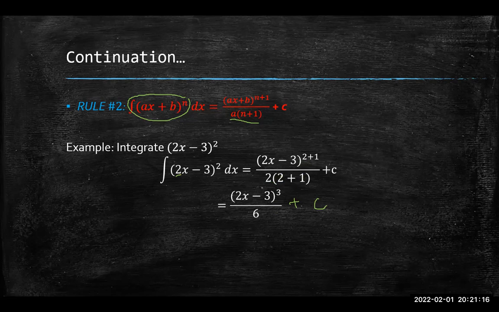How did I get that? 2 plus 1 is 3. 3 times 2 is 6. And therefore, this is my integral: 2x minus 3 cubed over 6 plus c.